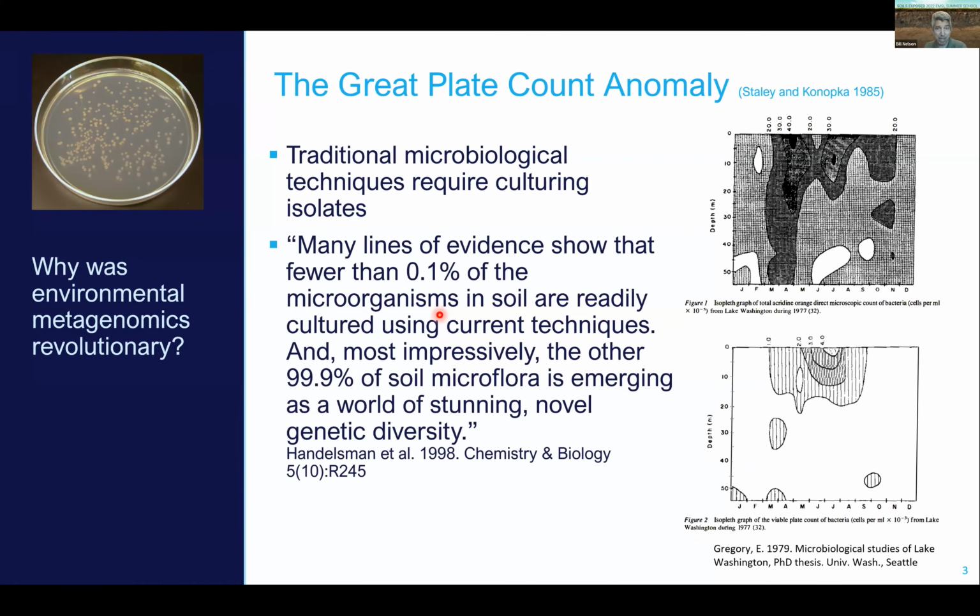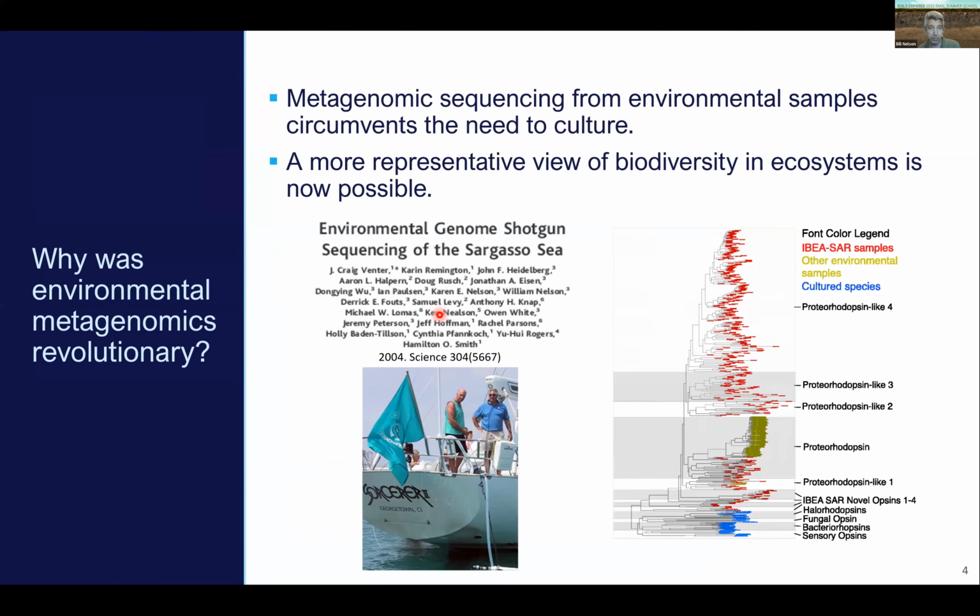And in that paper, she said many lines of evidence show that fewer than 0.1% of the microorganisms in soil are readily cultured using current techniques. And most impressively, the other 99.9% of soil microflora is emerging as a world of stunning novel genetic diversity. And it's really hard to overstate how surprising and stunning it was to see that the more metagenomic studies that were done, the more sequencing that was done, just the more diversity was identified. And this was used at a grand scale the first time with Craig Venter's study of the Sargasso Sea.